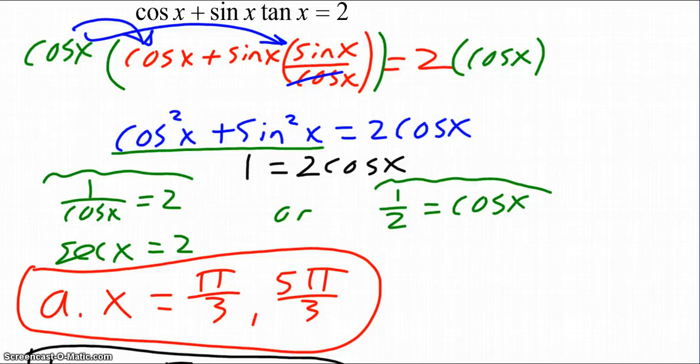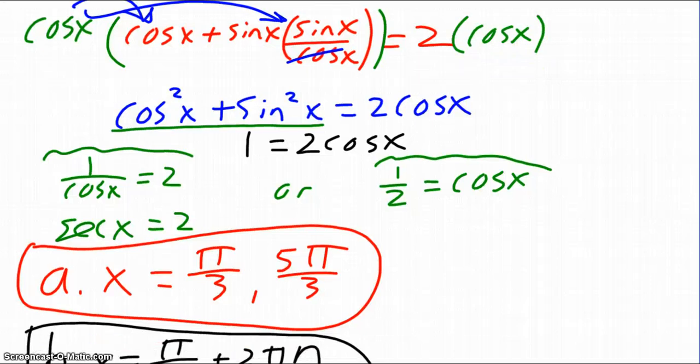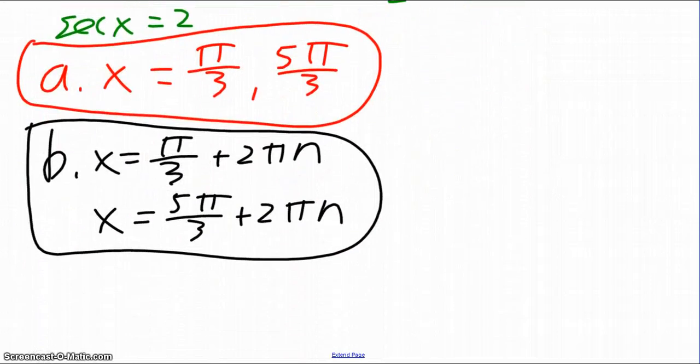Either way, I'm looking at my unit circle. Secant of x equals 2 at pi over 3 and 5 pi over 3, or cosine of x equals 1/2 at pi over 3 and 5 pi over 3. Those are my explicit solutions. My general solutions then are going to be x equals pi over 3 plus 2 pi n, x equals 5 pi over 3 plus 2 pi n.